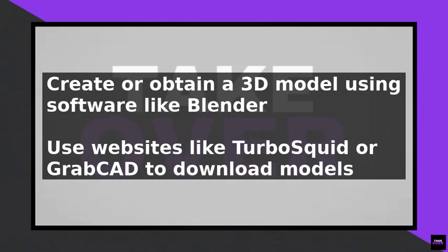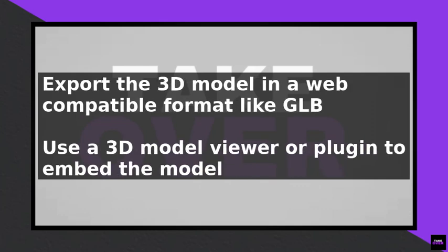Once you have your 3D model, you will need to export it in a format that can be used on the web, such as GLB or OBJ. You can then use a 3D model viewer or a plugin to embed the model into your Wix website. Wix has a range of third-party apps and plugins that can be used to add 3D models to your website, such as Sketchfab or Clara.io.